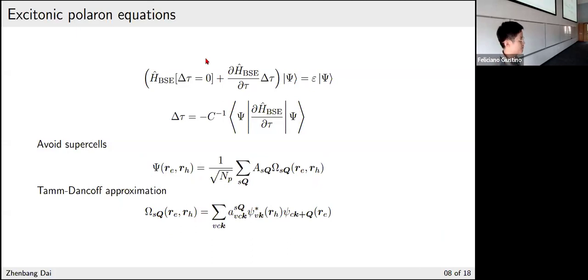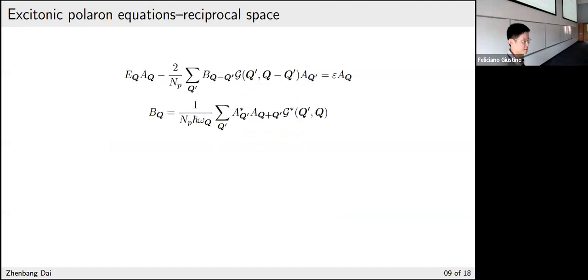Okay, so basically our next task is to put this expression back here and also use this expression here. And we can do some algebra. And if you are patient, you can arrive at a set of equations that have this form. Okay, and if you are tired or hungry, so that you are lost in what I just said, this might be the most important slide that you want to focus on. So this is basically the exciton-polaron equations in the reciprocal space.